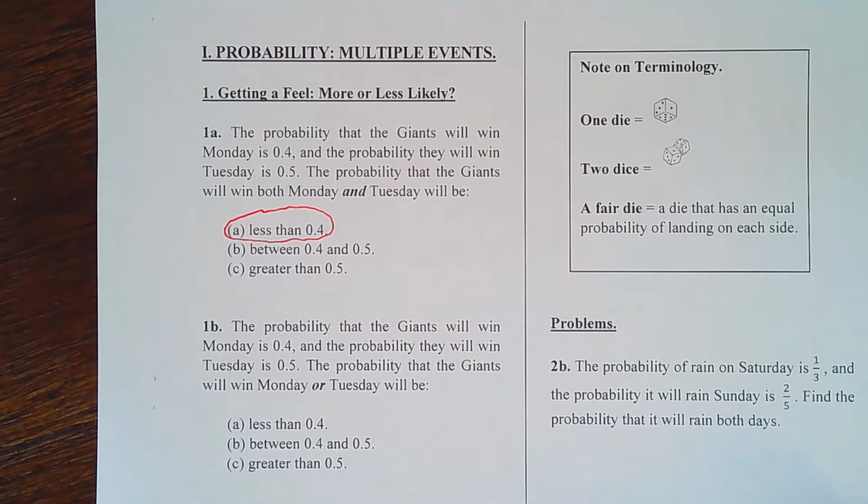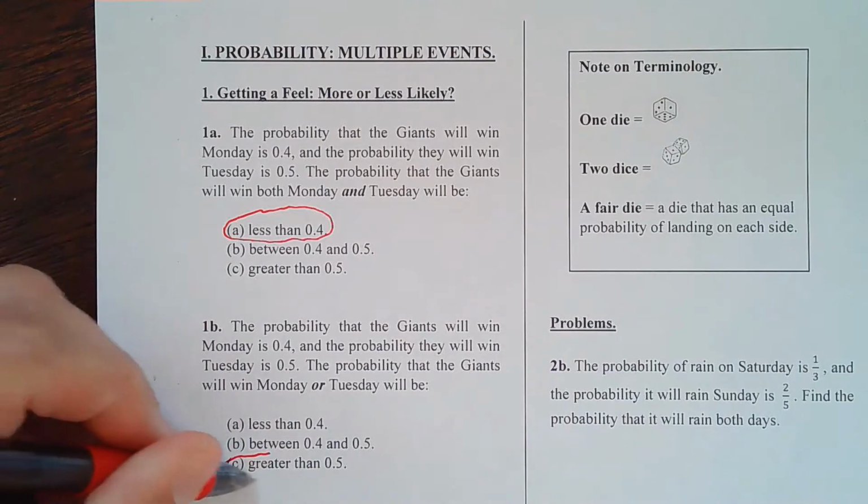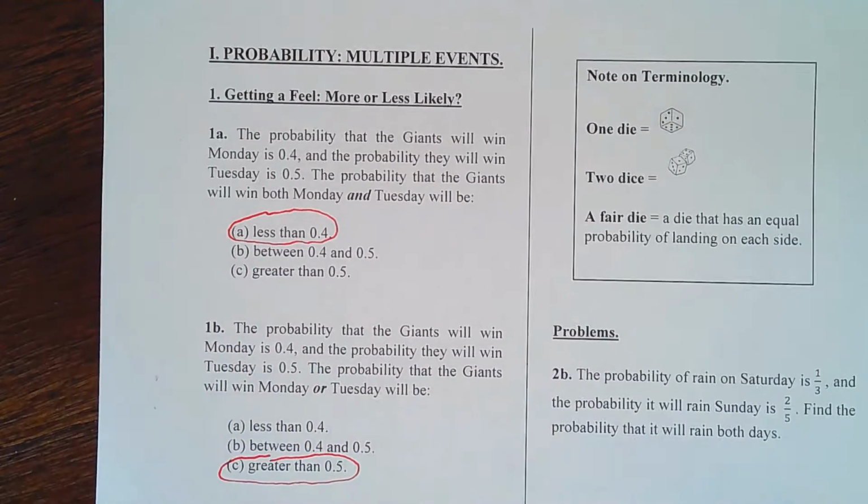In 1B, we have the same situation, but this time the question is what the probability will be that the Giants will win Monday or Tuesday. So again, we ask ourselves, you have a certain probability of winning today and a certain probability of winning tomorrow. Will they have an easier time winning just one of those games, either one? And of course, it should be a higher probability, so it'll be greater than the greatest probability, 0.5.